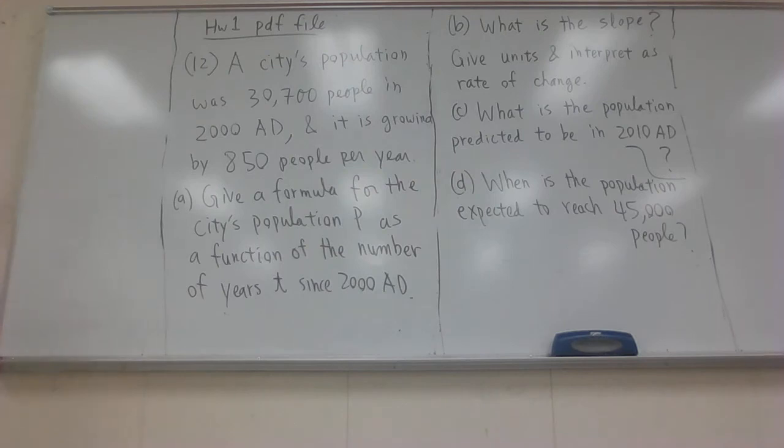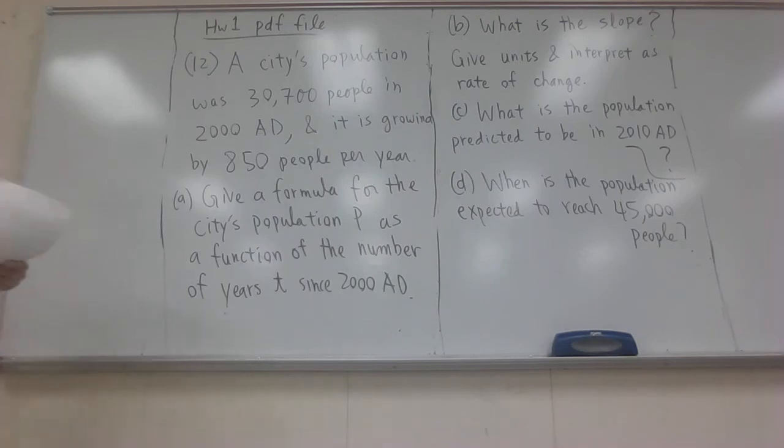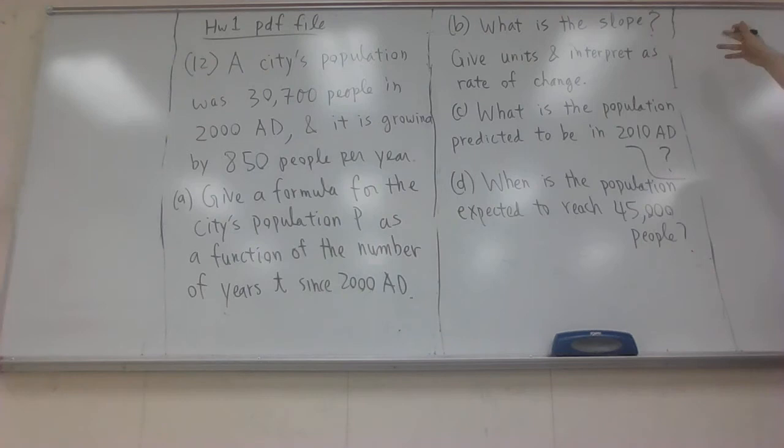So then, the first part of the question asks us to give a formula for the city's population P as a function of the years T since 2000 AD. The second part of the question asks us for the slope, give units and interpret as a rate of change. The third part asks, for this model of population growth, what is the prediction for the population in 2010?